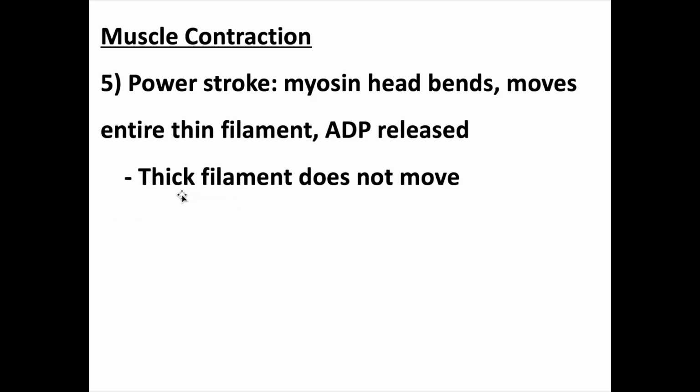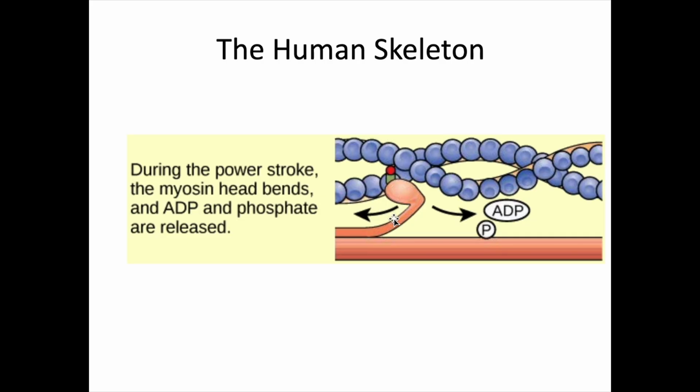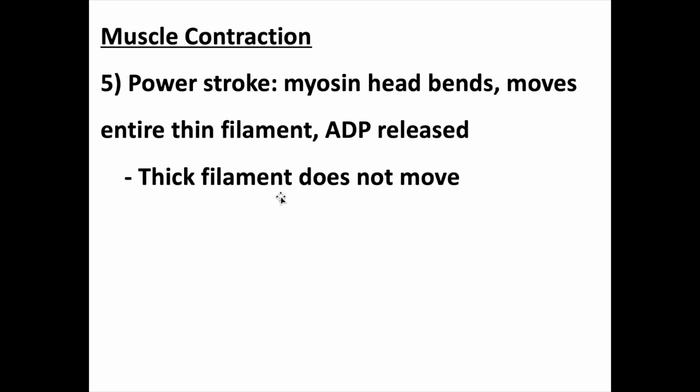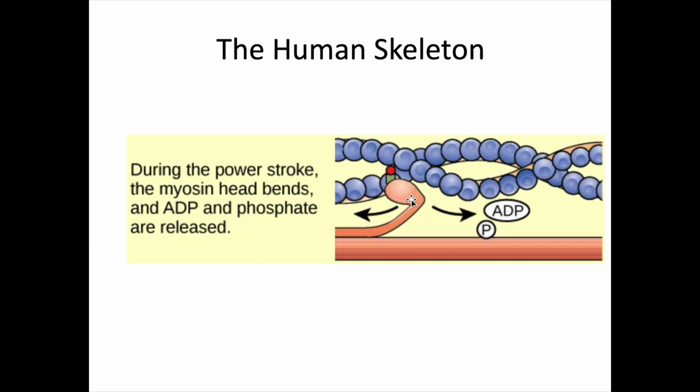Also, the thick filament does not move. It's just this portion of the protein that moves. The entire thin filament moves. The thick filament doesn't really. So now that the ADP has been released, there's an open pocket here on the myosin head.